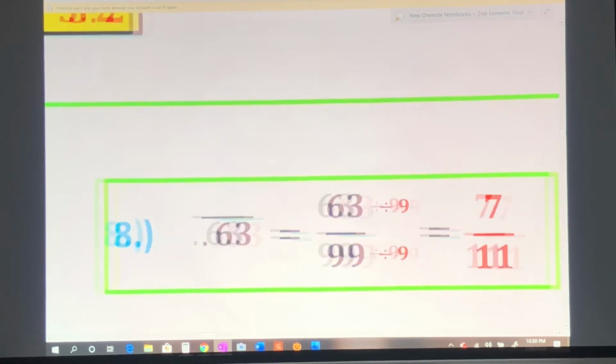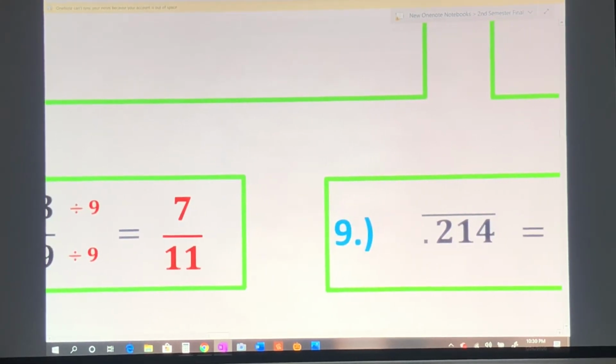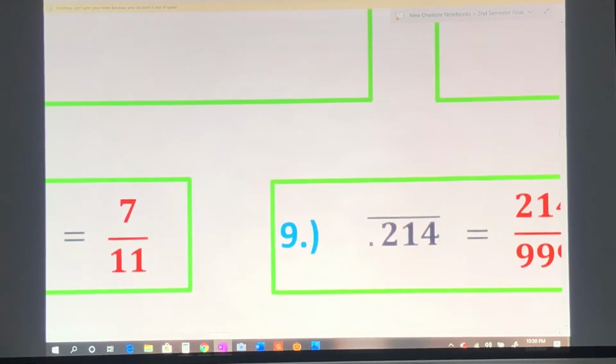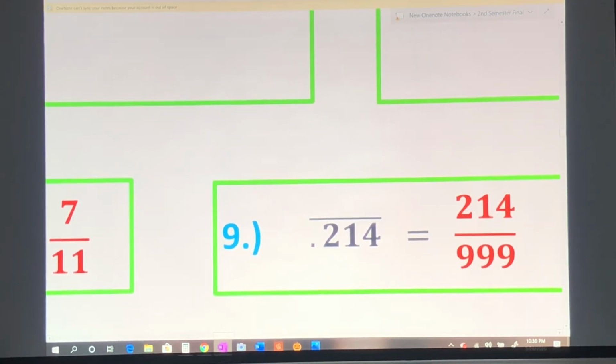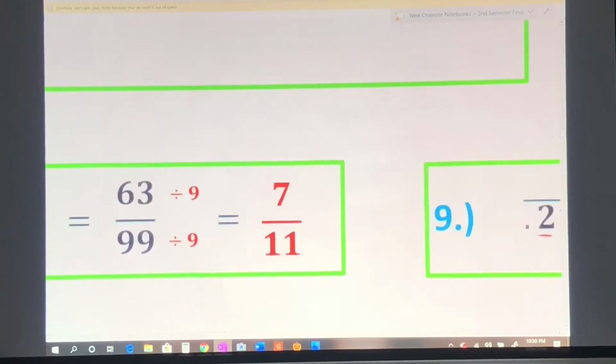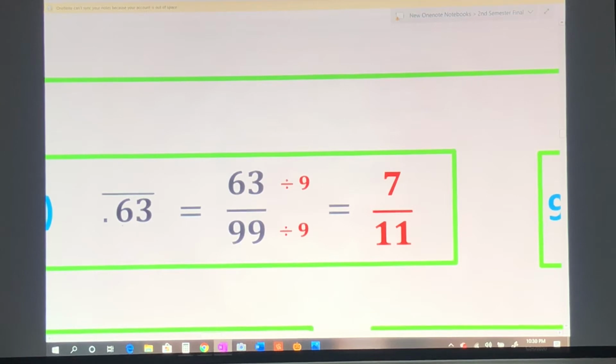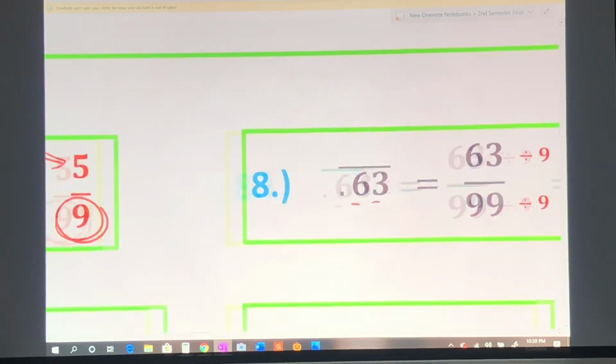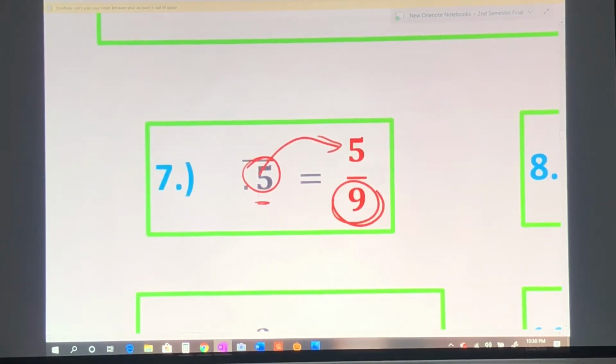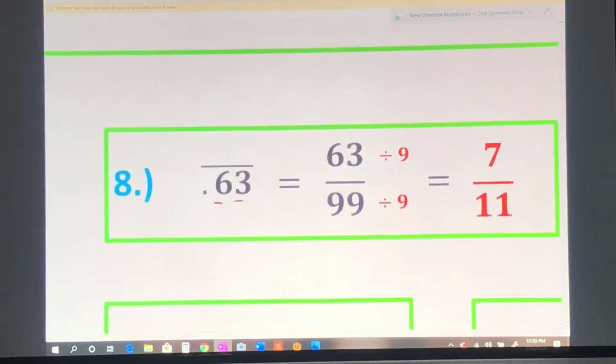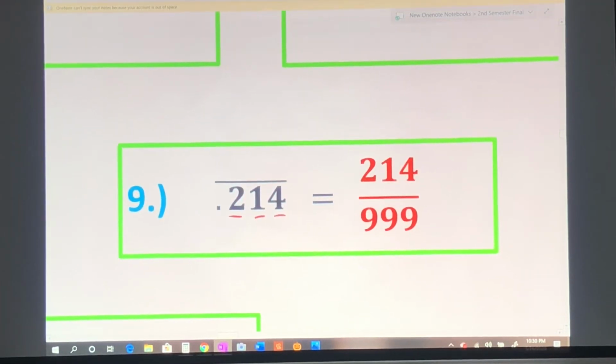Number 9, you've got 3 digits, put 214 over 999. So 3 repeating digits, put it over 3 nines. 2 repeating digits, right here, put it over 2 nines. 1 repeating digit, right here, put it over 1 nine. One of these nines, in other words. Put that 5 over a 9. Make sense? Okay. And then can't reduce this.